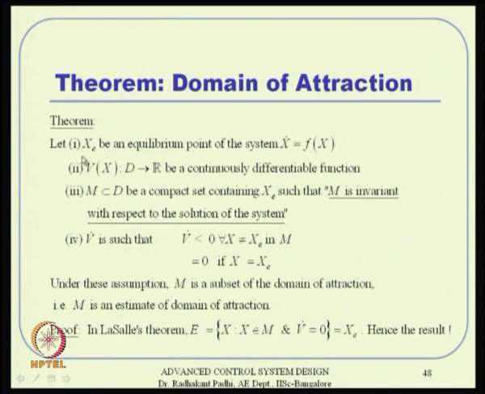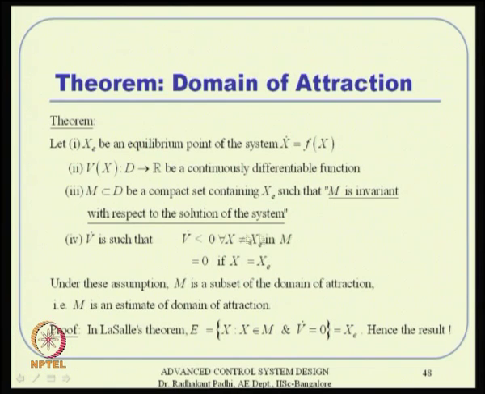Okay. So, the domain of attraction theorem tells you that x e needs to be an equilibrium point first of all, and V from D to R needs to be a continuously differentiable function. Then M needs to be a compact set containing x e such that M is invariant with respect to the solution. All these are compatible with LaSalle's theorem, by the way. And V dot is strictly less than 0 for every point other than the equilibrium, but on the equilibrium V dot is equal to 0. These are important things. V dot is equal to 0 only on the equilibrium point; otherwise it is less than 0.